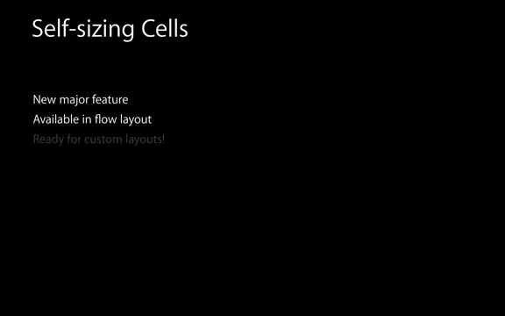So self-sizing cell, we think it's a major new feature in collection view, because with self-sizing cells, you can easily support dynamic type. We are making that available in UI collection view flow layout, which is our default layout we provide in UIKit. And it's ready for your own custom layouts. But first, I'd like to do a very quick demo of self-sizing cell in UI collection view flow layout.